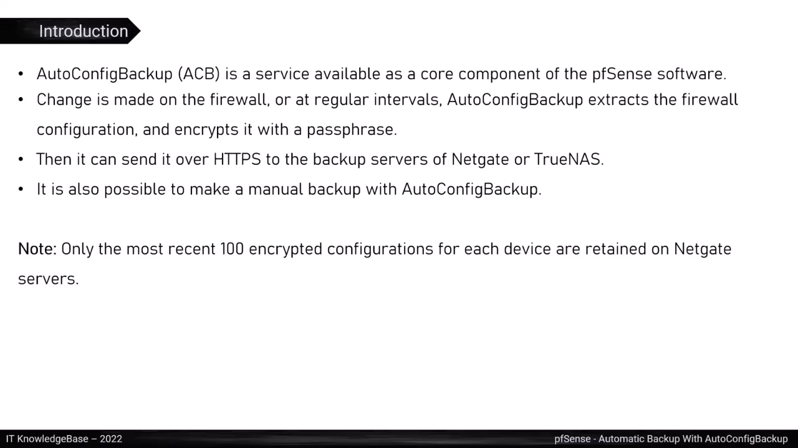ACB, or AutoConfig Backup, is a service available as a core component of the pfSense software, with no additional package needed to use it. When enabled, as soon as a change is made on the firewall or at regular intervals, AutoConfig Backup extracts the firewall configuration, encrypts it with a passphrase, and then sends it over HTTPS to the backup servers of Netgate, the company developing pfSense. It is also possible to make a manual backup with AutoConfig Backup. Please note, only the most recent 100 encrypted configurations for each device are retained on Netgate servers.